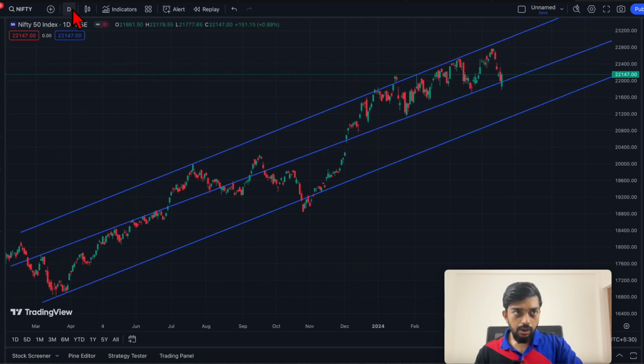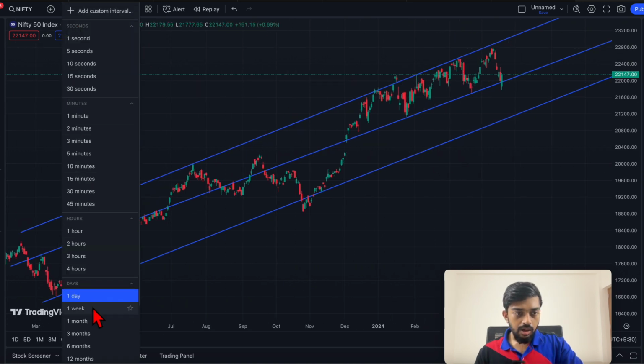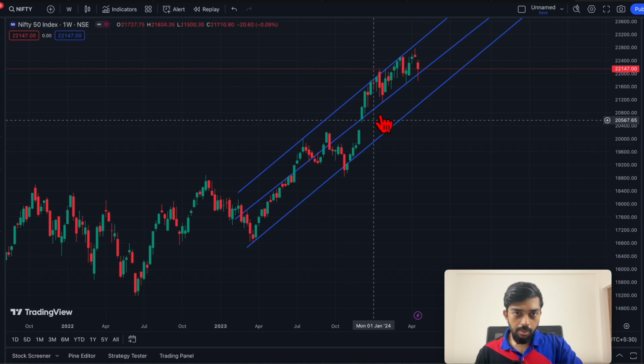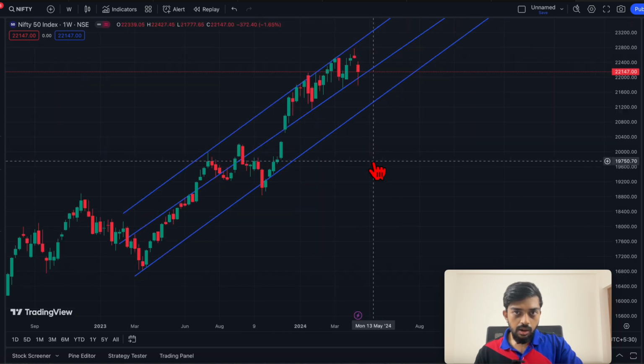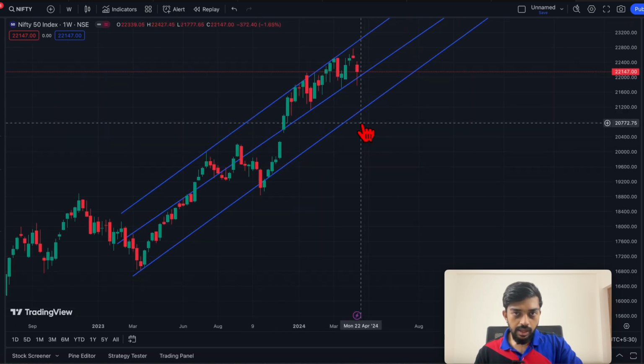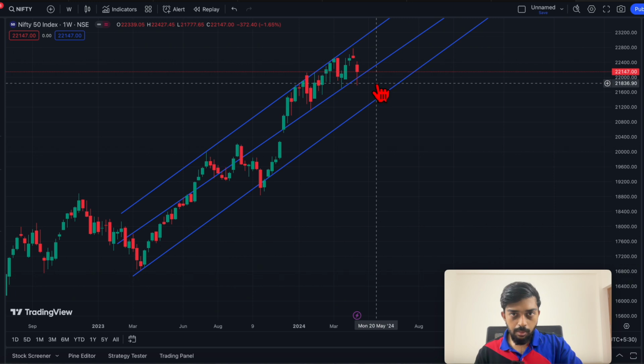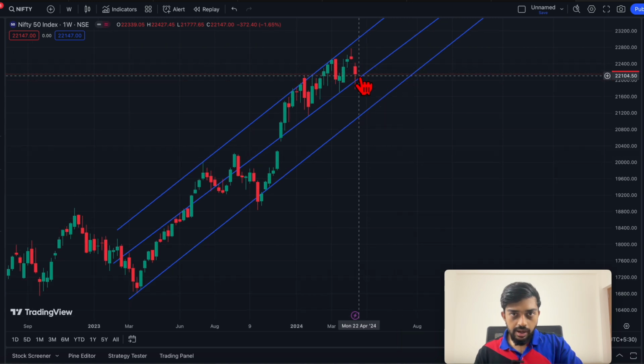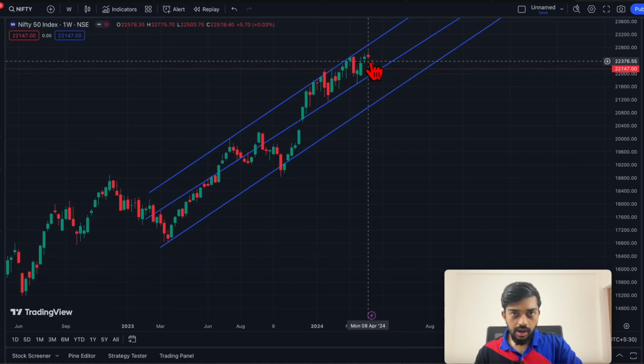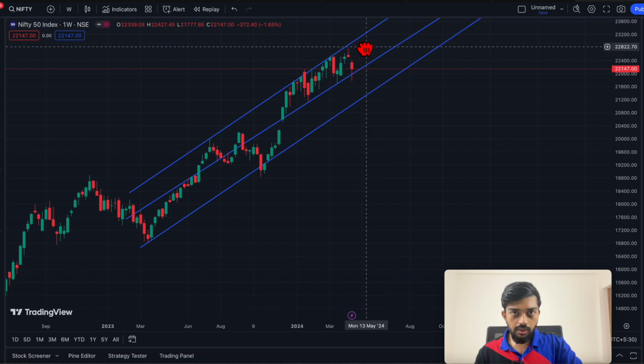We will get back to our monthly or weekly time chart and we can see that the channel appears more clear. So there are two things the market can do in the immediate next week. Either it could break the middle part of the trend line and trade in the bottom part of the trend line, or it could bounce back from here and continue to trade in the upper part of the trend line.